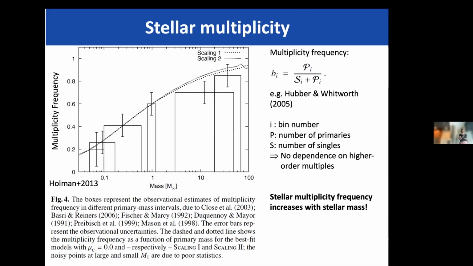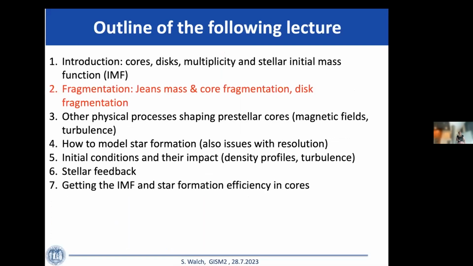Yeah, but so this is our general idea at the moment, that multiplicity increases when you go to higher mass stars. Right. So now let's talk about how we get multiple systems, and how to get multiple stellar systems. The only way to do this is to have fragmentation proceeding in your pre-stellar cores.